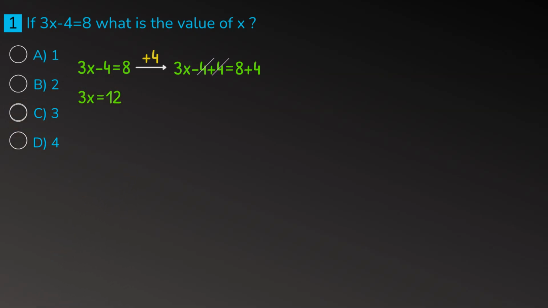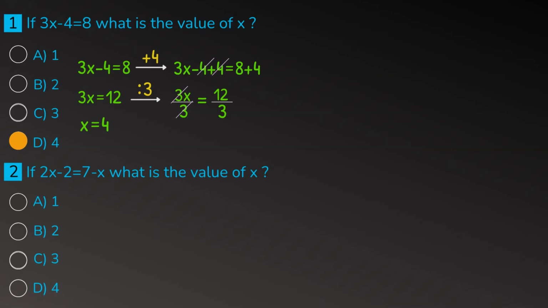But as you can see, x is multiplied by 3. So to undo this, we divide both sides by 3. So we have 3x divided by 3 is equal to 12 divided by 3. On the left-hand side, the two 3's cancel out. And on the right-hand side, 12 divided by 3 is equal to 4. So now we have x is equal to 4. So we know the answer to number 1 is D.